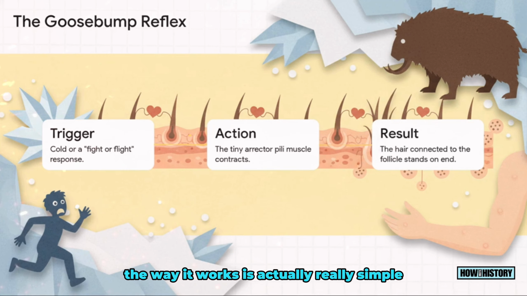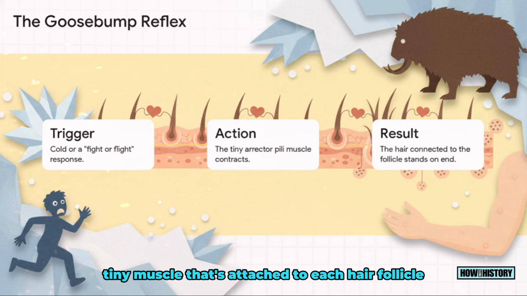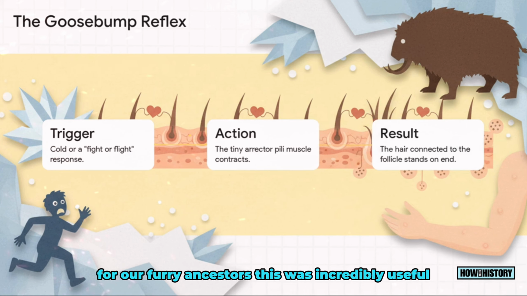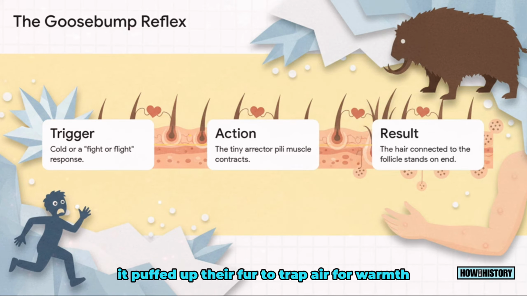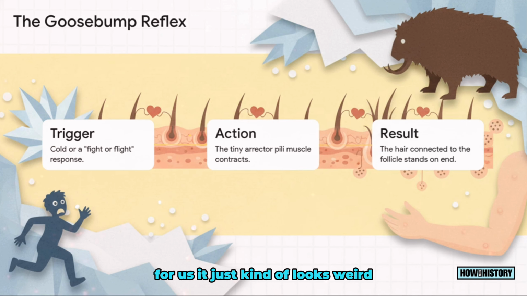The way it works is actually really simple. When you get cold or scared, a teeny tiny muscle that's attached to each hair follicle, it's called the erector pili, it contracts. Now for our furry ancestors, this was incredibly useful. It puffed up their fur to trap air for warmth, and it made them look bigger and scarier to predators. For us, it just kind of looks weird.